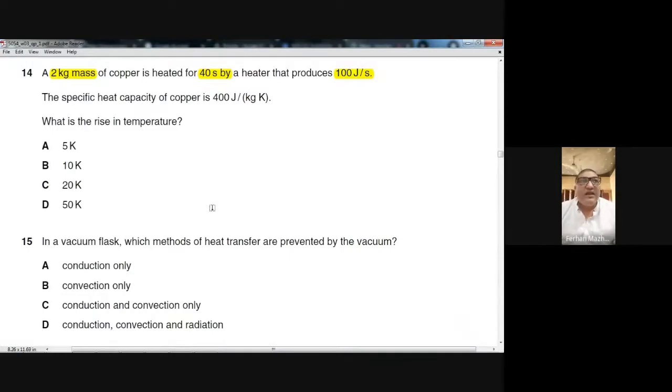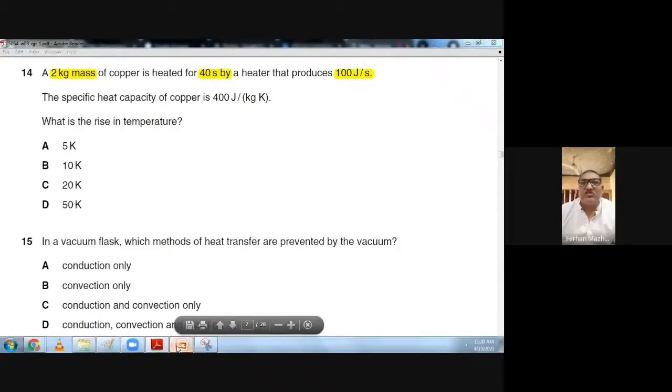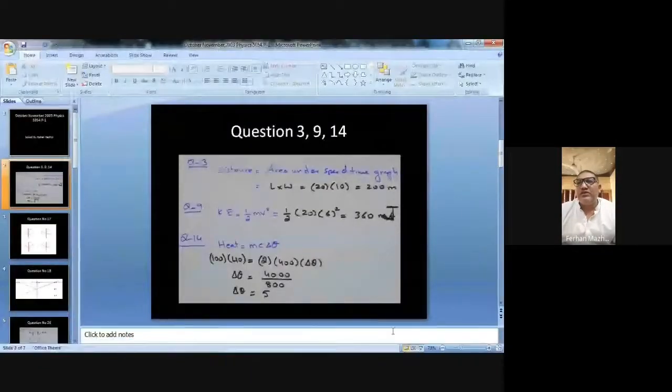You see, I know the rate of heat transfer, that's 100 joules per second. I know this happened for 40 seconds. So I will multiply 40 with 100 joules per second and I will get the amount of heat provided to the body. And then I can apply the formula heat is equal to mc delta theta. And from there, I can find out the value of the delta theta, that is the change in the temperature. So let me show you my work. I've done this on a paper. Here you go. The work is showing on your screen.